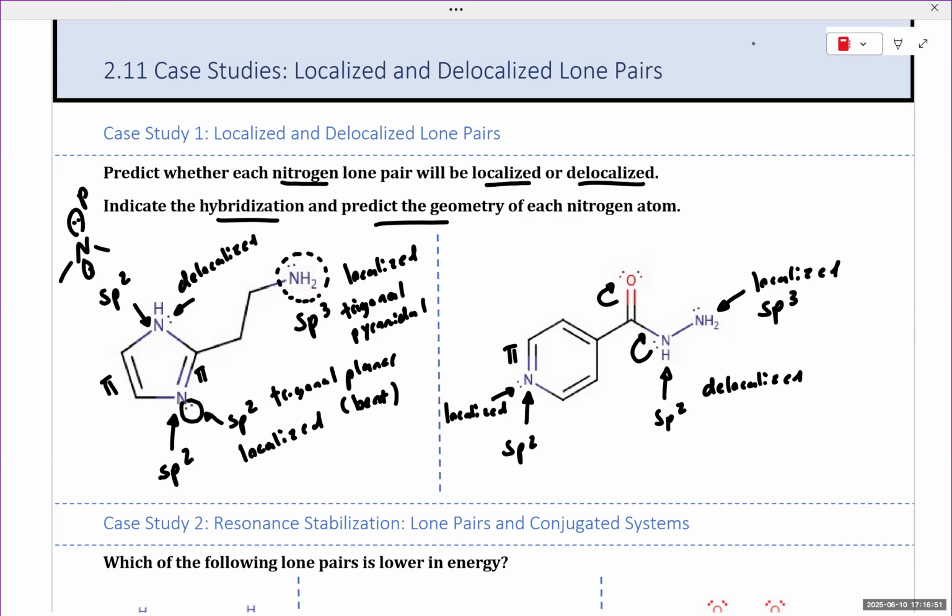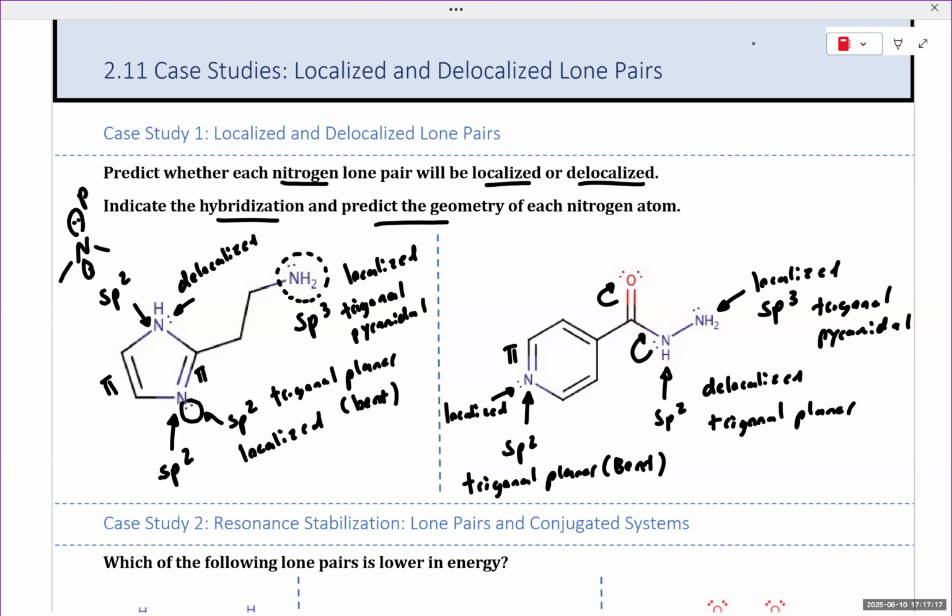For this sp2 nitrogen, it's trigonal planar, the bent variant. This nitrogen, as it's sp2, is trigonal planar. This sp3 nitrogen is trigonal pyramidal, as it has 3 bonds and 1 lone pair.